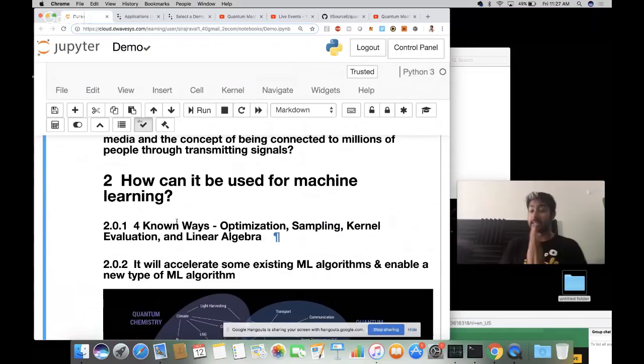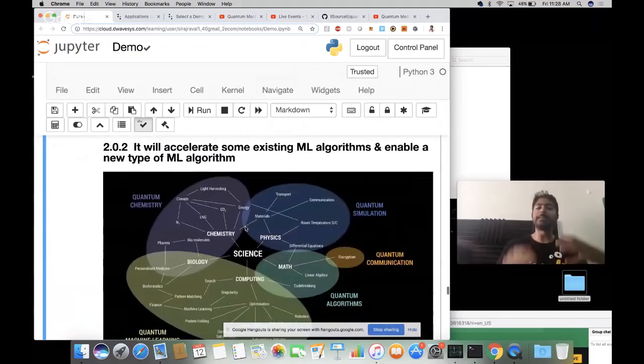But there are four known ways that it can be used for machine learning, including optimization, sampling, kernel evaluation, and of course, gleefully, we look at this and think, oh yes, linear algebra. Why? What do neural networks use? They use matrix operations. What speeds up matrix operations? GPUs. Why? Because they do them in parallel. Could we speed them up even more using quantum computers? I definitely think so. And in fact, we're going to look at a paper in a second that does that. So they will speed up some existing algorithms and enable a new type of algorithm as well.